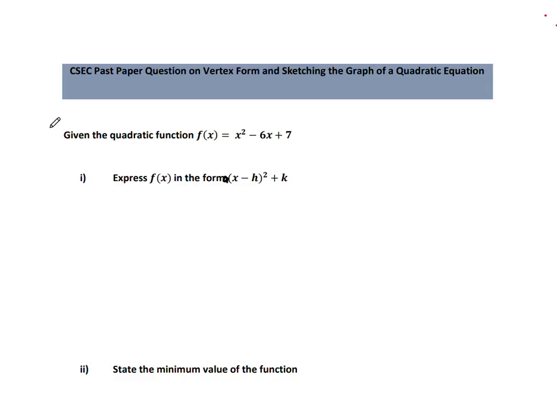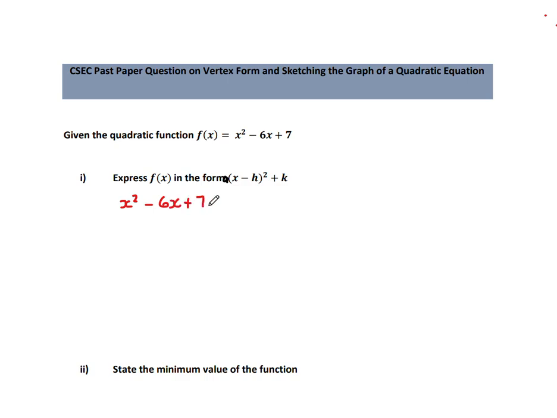So here we are given the quadratic equation, which is in standard form, x squared minus 6x plus 7. And we're firstly asked to express it in vertex form, a into x minus h all squared plus k. So let's go ahead and write the quadratic equation that we're given here, which is x squared minus 6x plus 7.